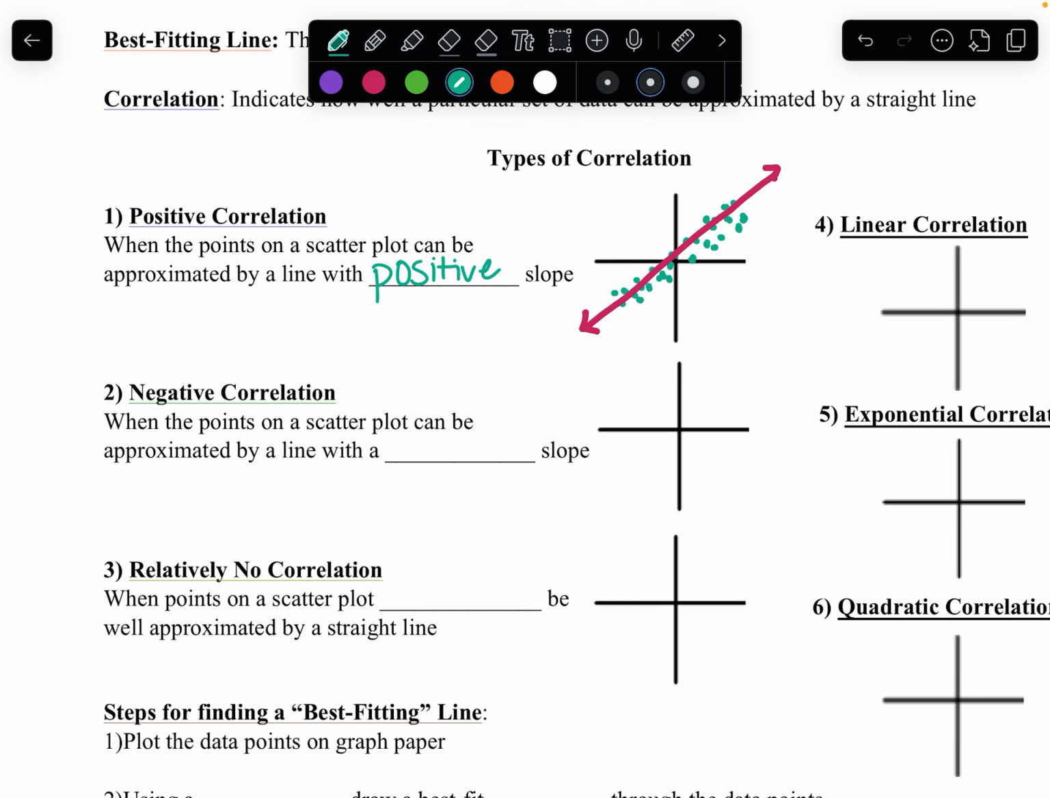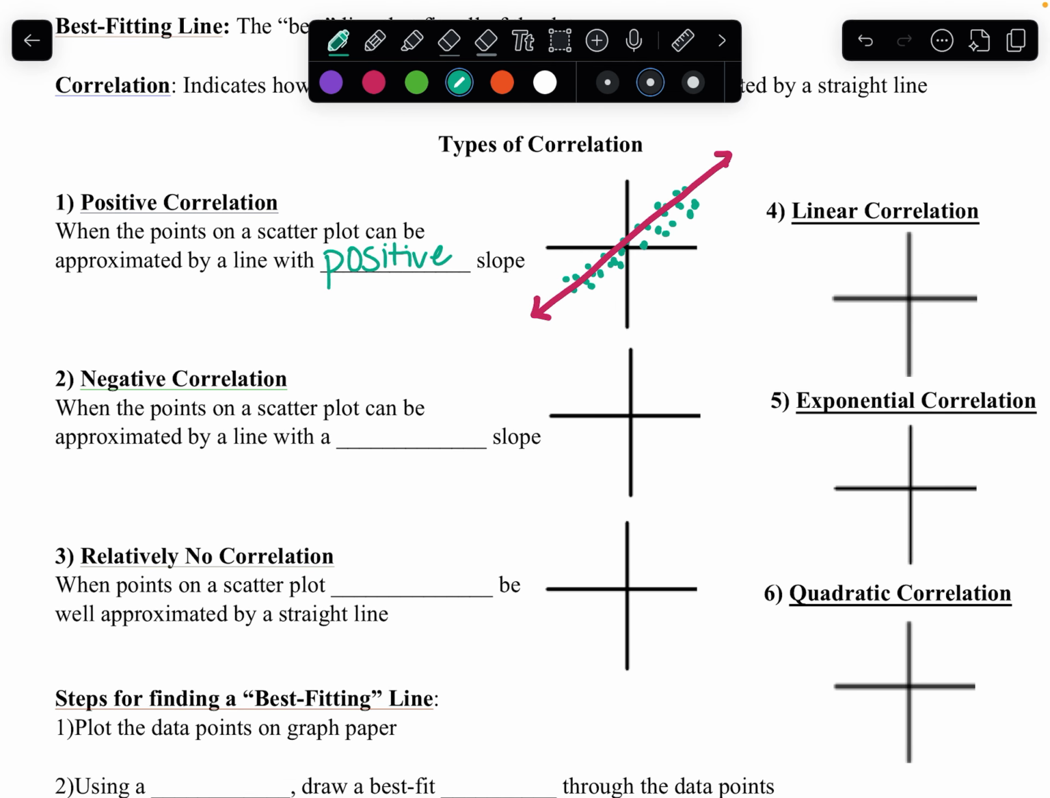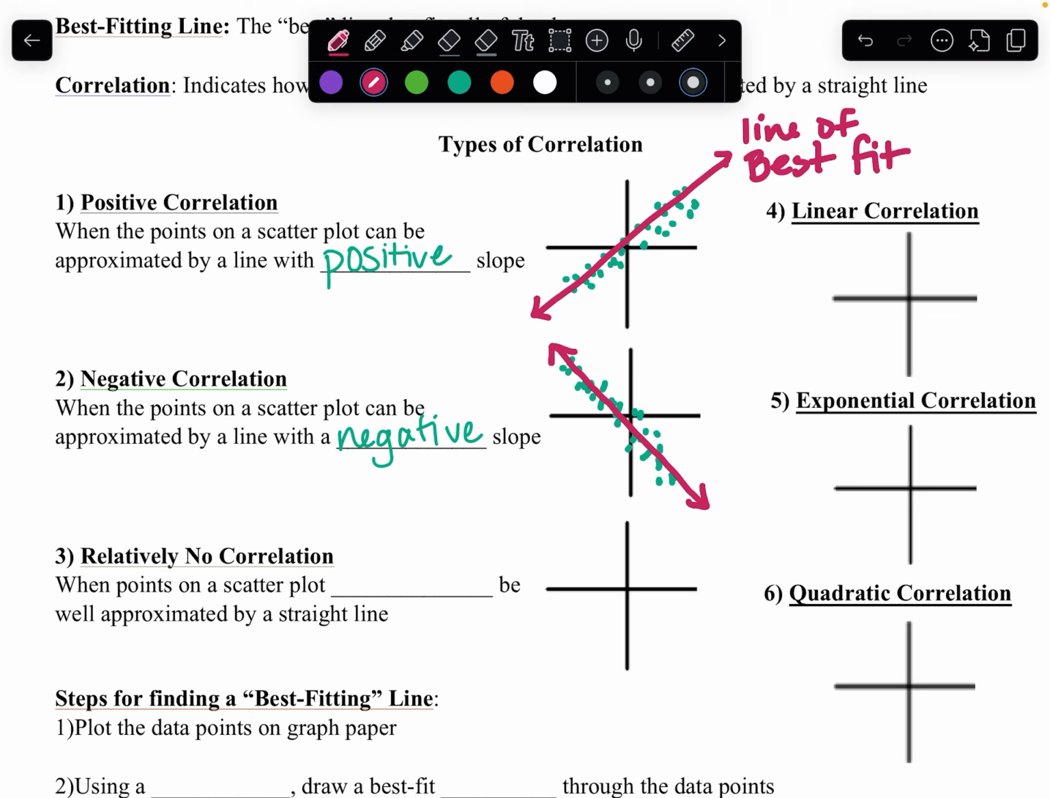Now a negative correlation is when the points on a scatter plot can be approximated with, guess what, a negative slope. And so our data is going down, and it looks like this. Again, when we put our line of best fit in, our line would be going down. I'll identify this as a line of best fit. It just approximates all the data.